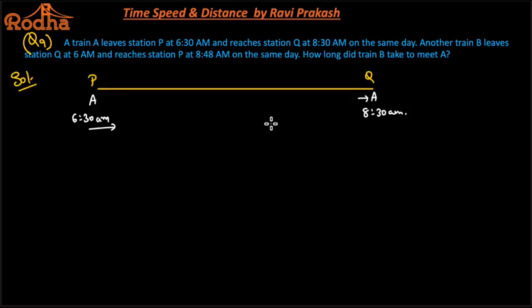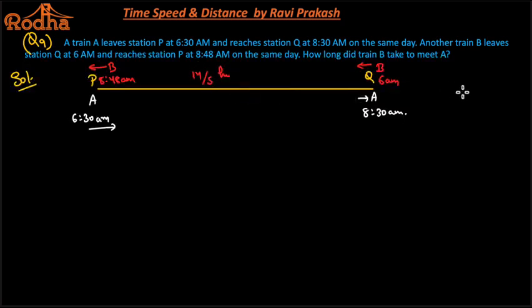Okay. In the other scenario, what has happened? Train B leaves station Q at 6 a.m., and train B reaches P at 8:48 a.m. Basically, the time gap is 2 hours 48 minutes here. So I can say that the time gap is basically 14 by 5 hours.